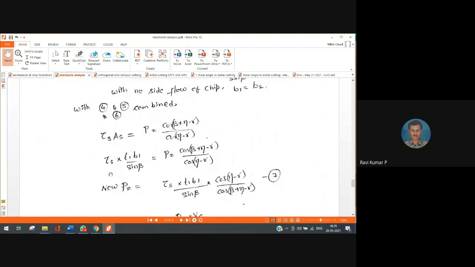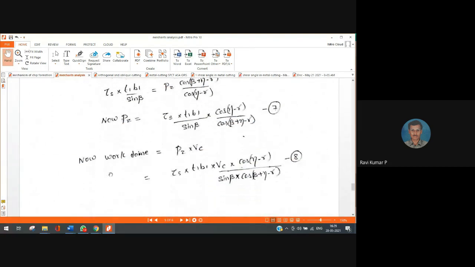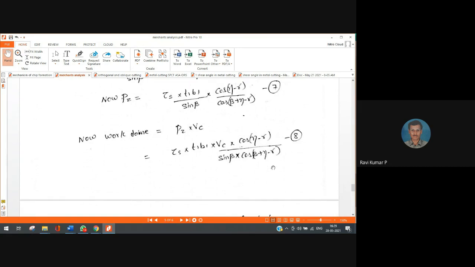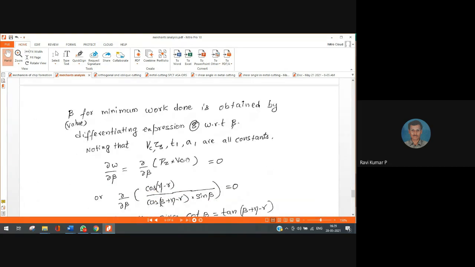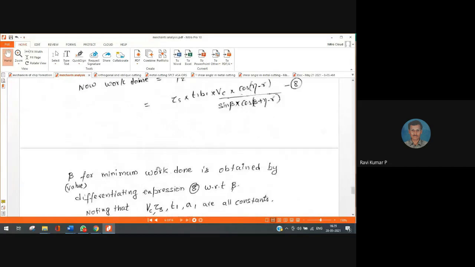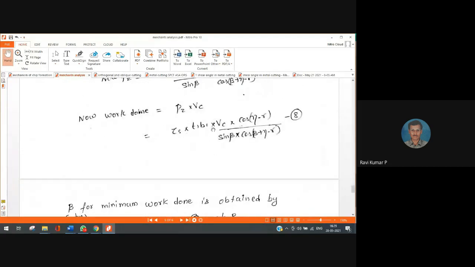So if I simplify this, I will get an expression for work done as tau S T1 B1 VC cos(eta minus gamma) divided by sin beta cos(beta plus eta minus gamma). Now I will differentiate this expression for work with respect to beta, dW by d beta. The terms tau S, T1, B1, VC are all constant with respect to beta, so they go away, and only these two terms remain.